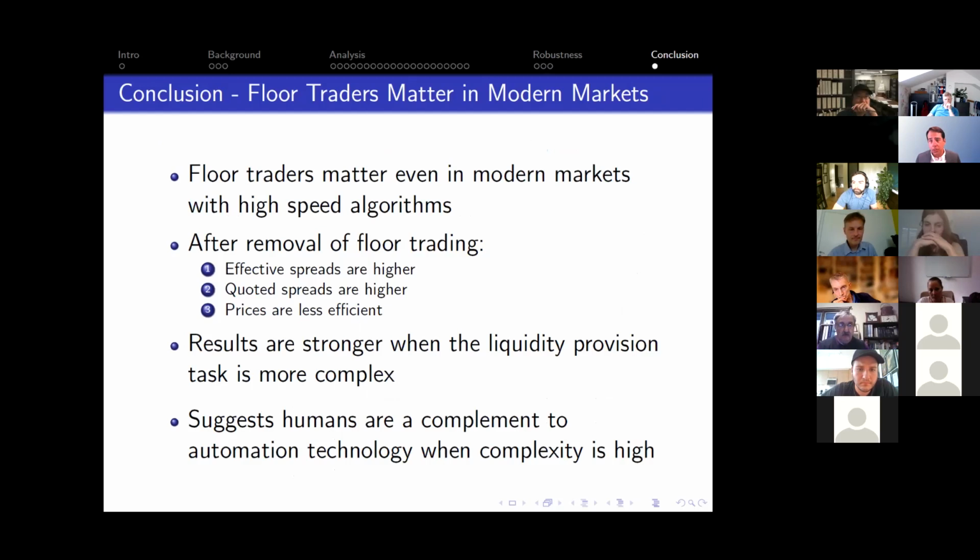But there's this theory literature that suggests that algos may not be able to replace humans when things are complex. And that's kind of exactly what we find. After the removal of floor trading, both quoted and effective spreads are larger and prices are less efficient. It does seem like this is related to the idea of complexity, consistent with the theory. So I would conclude that it's possible humans do still have some benefit, especially in non-routine tasks.